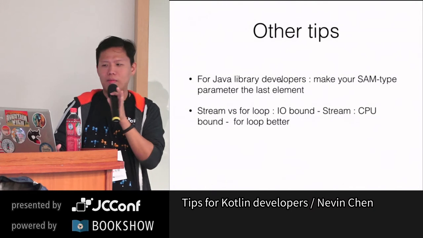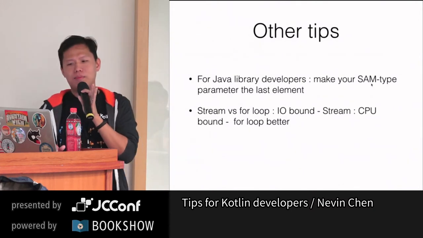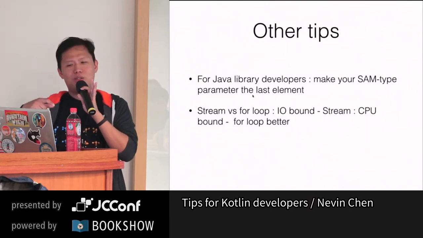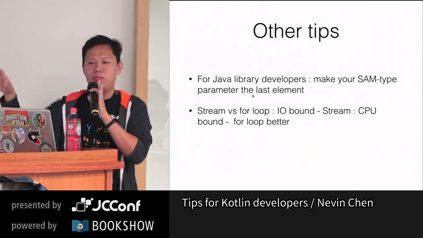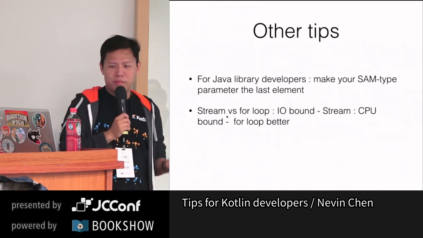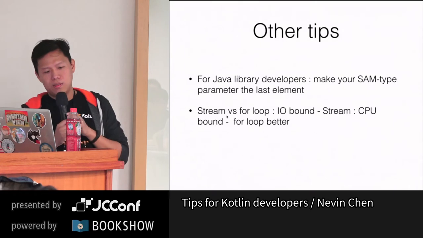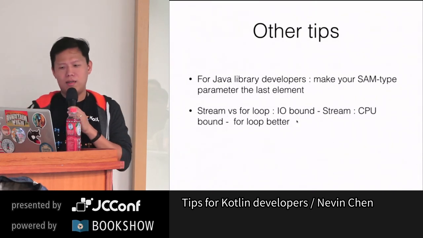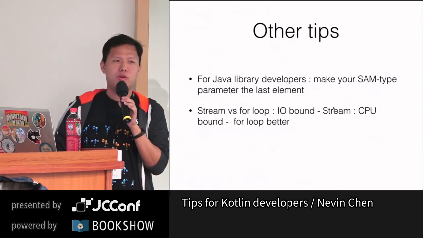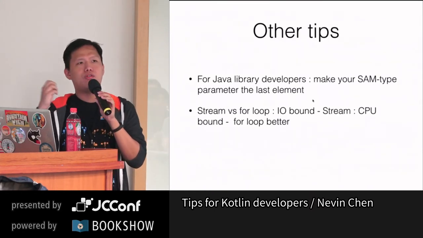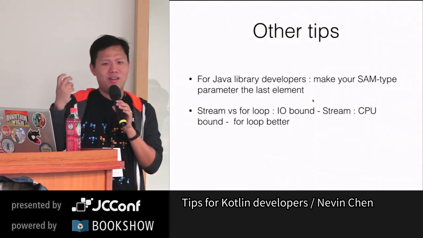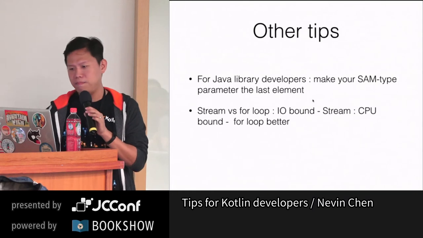For Java library developers writing Java libraries, put your function type parameter in the last position so the curly brace can move out. And there's an argument about when to use stream and when to use a for loop. Here's a rule I heard that's very useful: if it's IO bound, use stream. If it's CPU bound, use a for loop, because stream will always create extra objects. If it's already CPU bound and you use stream, you can imagine you'll create a lot of objects, right?